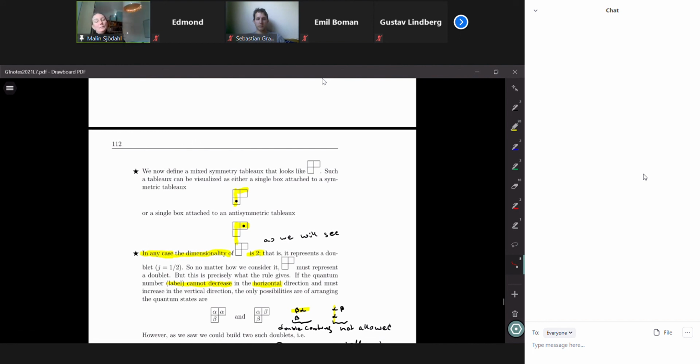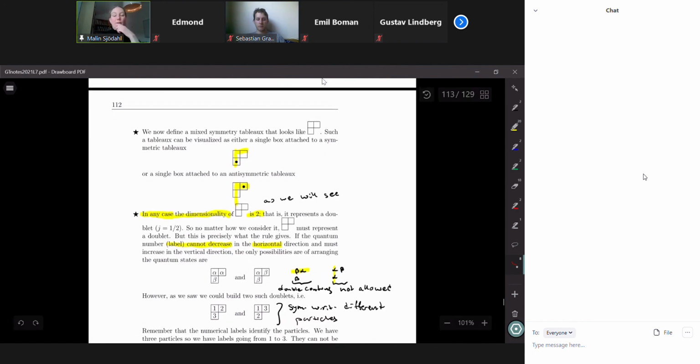And in both cases, it would correspond to a doublet. So let's see, why does this correspond to a doublet? Well, it's a doublet because we can only have two states actually.